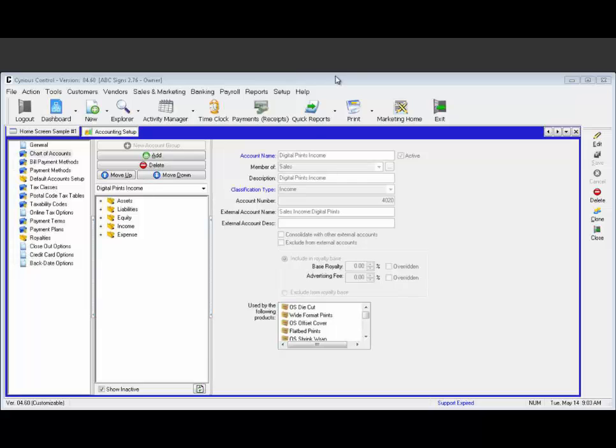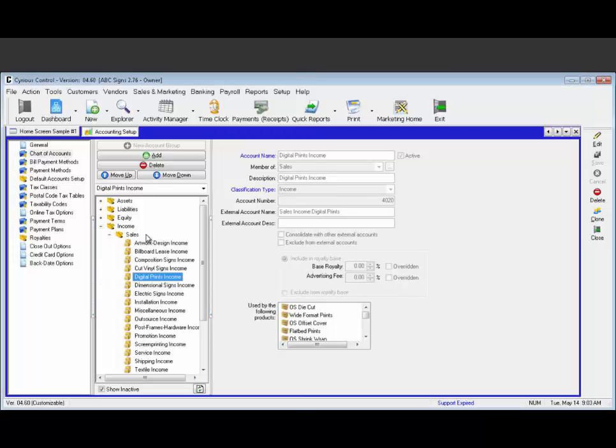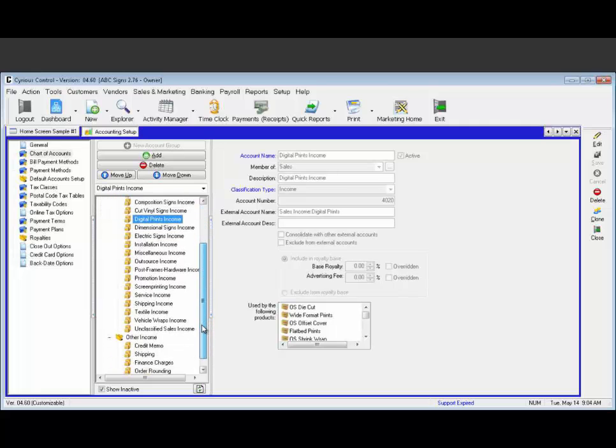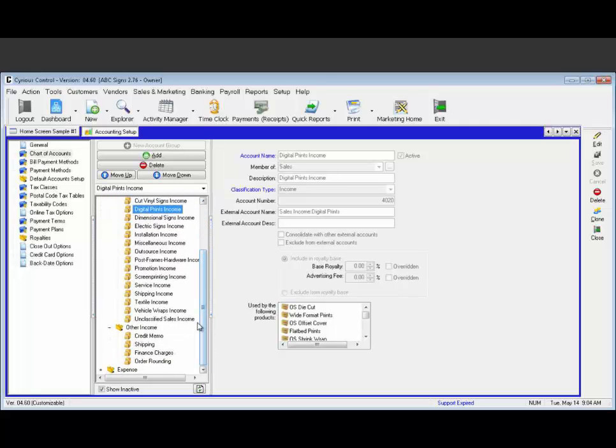Alright, so let's move back into Control. To the left in our chart of accounts, we can see our income folder. Let's expand it, and then we'll expand sales. Here we can see our sales category, and underneath it we can see all the subcategories that we had previously seen. Scrolling down to the bottom, we can see the category Other Income, and the 4 subcategories we had also seen: credit memo, shipping, finance charges, and order rounding.